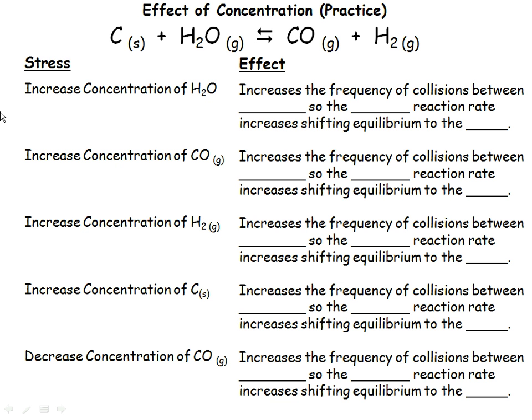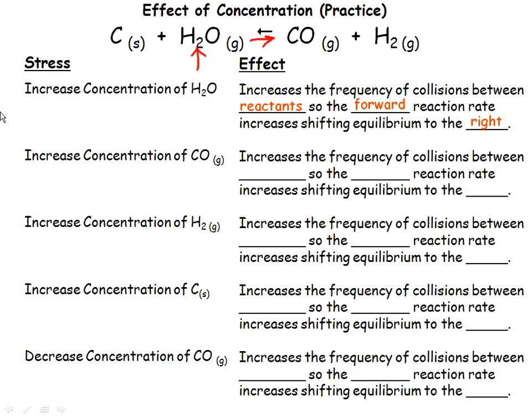So what would happen now if I increase the concentration of H2O? Now H2O happens to be on the left-hand side of the equation. So if I'm increasing the concentration of my H2O, that's going to cause an increase in the frequency of collisions between the two reactants, the carbon and the water. And so the forward reaction rate is going to increase, and that's going to cause a shift in the equilibrium. And so the equilibrium is going to shift towards the right-hand side. It's as simple as that.